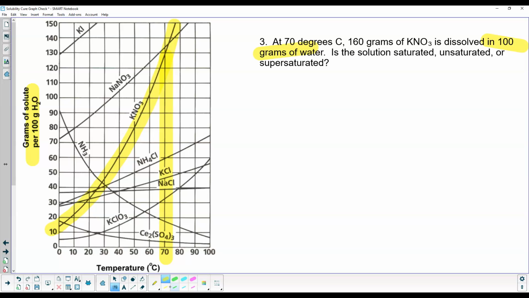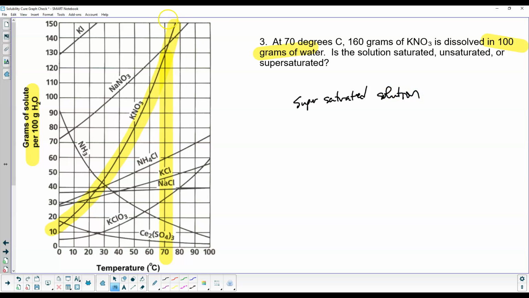And so we've got 160. Well, before we even did this, I could kind of tell you that it was going to be super, because when you look where it intersects, it's way below there. So simply by reading the graph, we know that this is going to be a supersaturated solution.